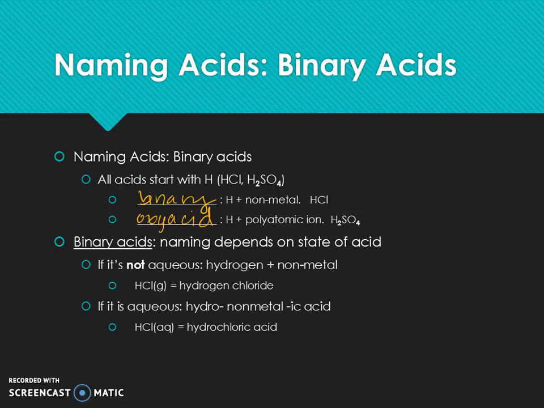Okay, so just a refresher, to name a binary acid depends on the state of the acid. If it's not aqueous, we say it's hydrogen plus whatever the nonmetal is. So such as that, HCl gas would be hydrogen chloride. If it's aqueous, however, we have to name it as an acid, so we put hydro, the root of the nonmetal, with ic and acid, so HCl would be hydrochloric acid.